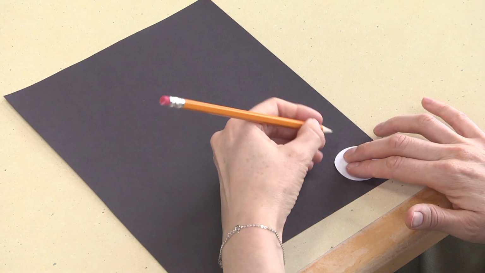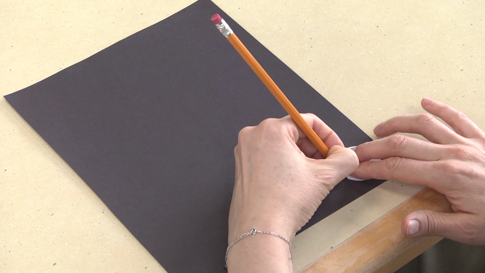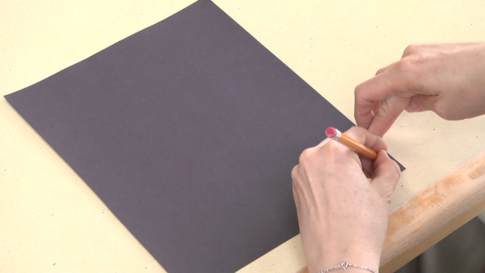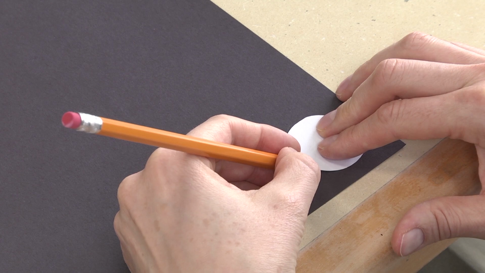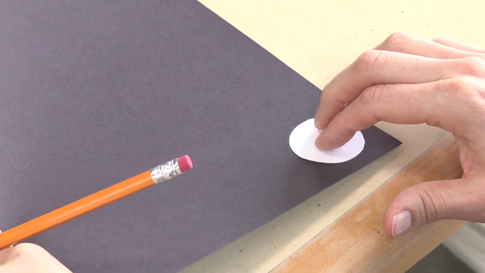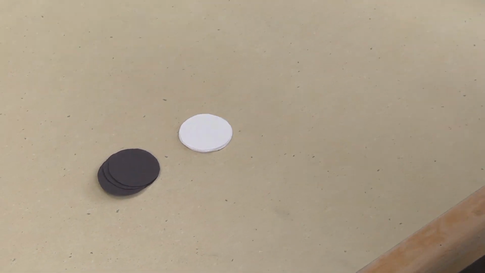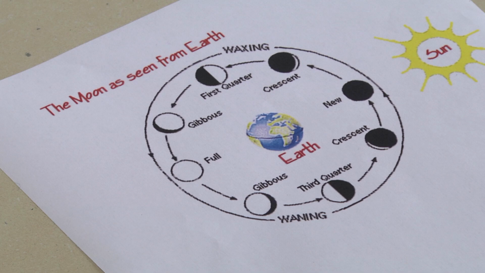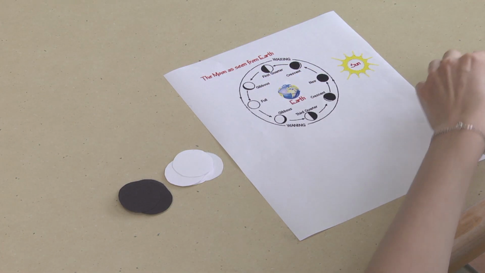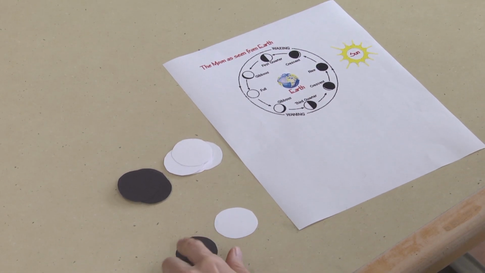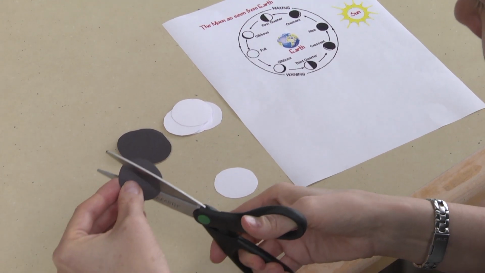Next, we'll take the 1.5-inch circular template and we'll have to cut out 7 black circles and 7 white circles. And after you do 7 white circles and 7 black circles, you have this. Then we're going to use our diagram to create all the different phases. First, we're going to start with the first quarter. So you can take the black and cut it in half.